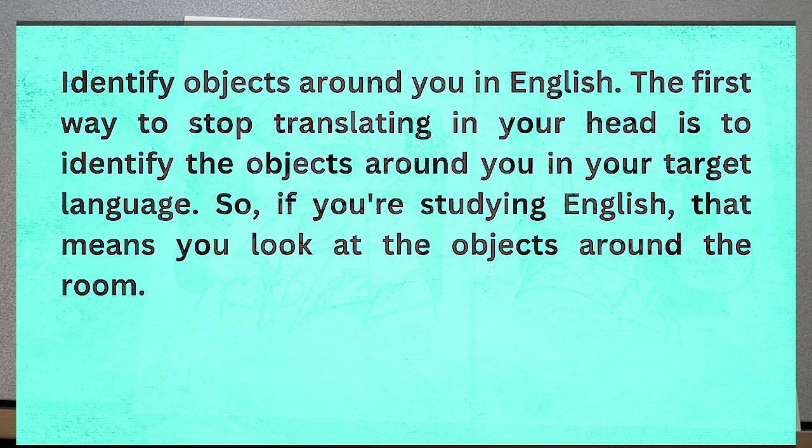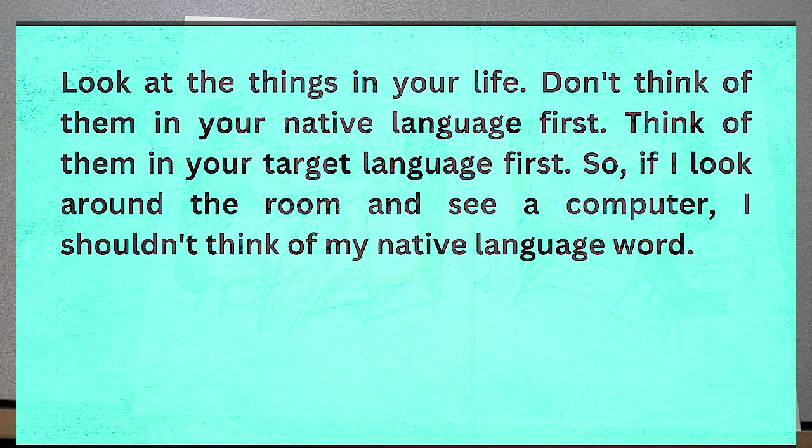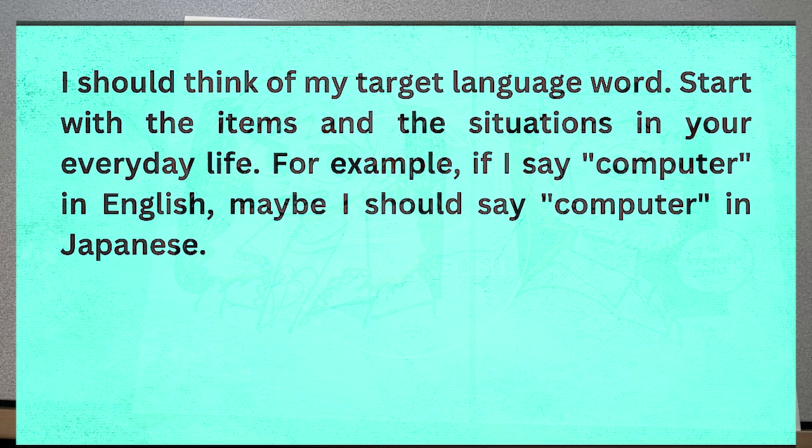So, if you're studying English, that means you look at the objects around the room. Look at the things in your life. Don't think of them in your native language first. Think of them in your target language first. So, if I look around the room and see a computer, I shouldn't think of my native language word. I should think of my target language word.